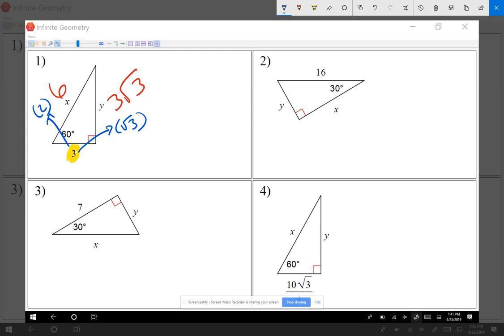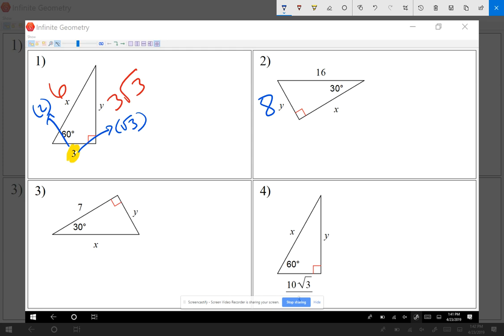Now, looking at question number 2, I don't start from the small side. I start from the hypotenuse. So instead of multiplying, divide. So the hypotenuse is 16. What's y? 8. Because in this case, we divided by 2.